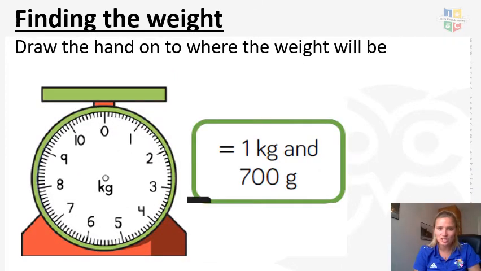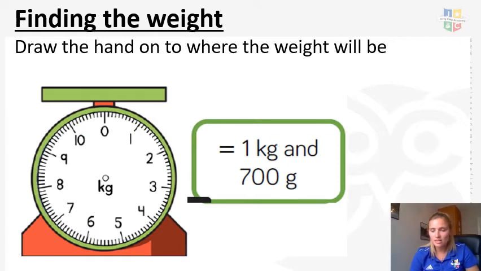Now you might get a question like this where you have to actually draw the hand on yourself. So we need to draw the hand on for 1 kilogram and 700 grams. So first thing, we need to double check what our unit of measure is. It is going up in kilograms. The second thing, we need to see what our increments are. We can see that the large lines are going up in 1 kilograms, and all the individual little lines are 100 grams.